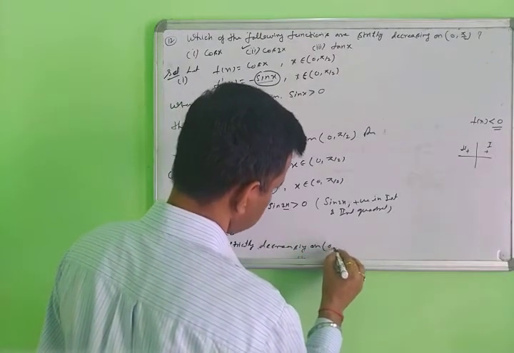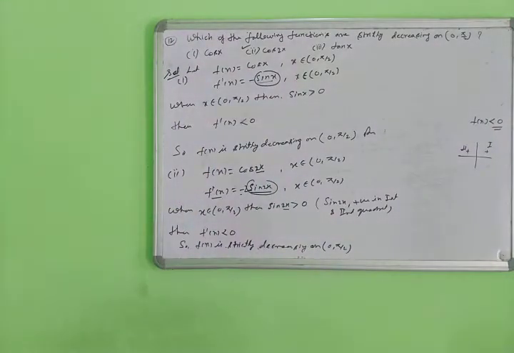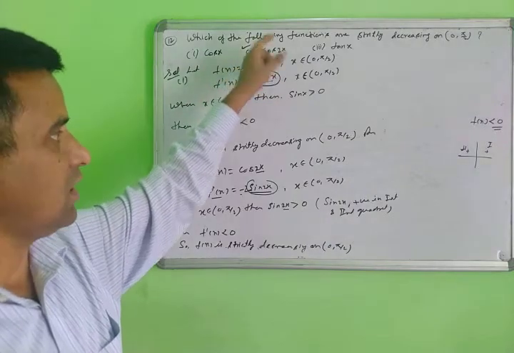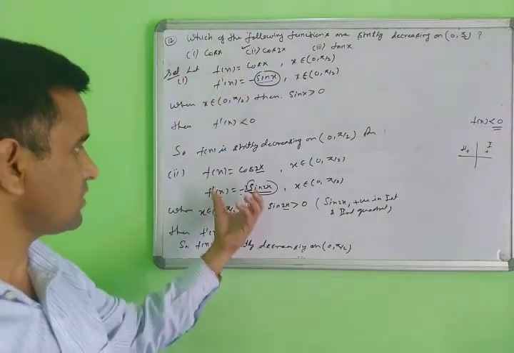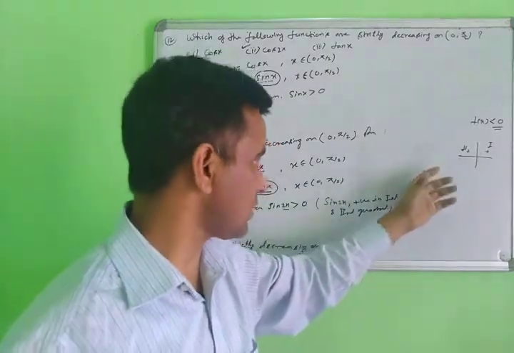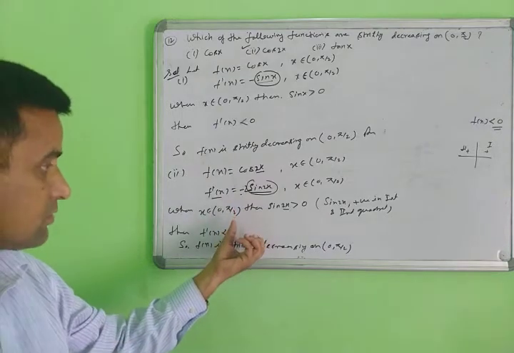On 0 to pi by 2, two things are clear. It means sin(cos x), otherwise cos 2x. You will have to check this function according to quadrant: first quadrant, second quadrant, where the maximum possible value is negative or positive.